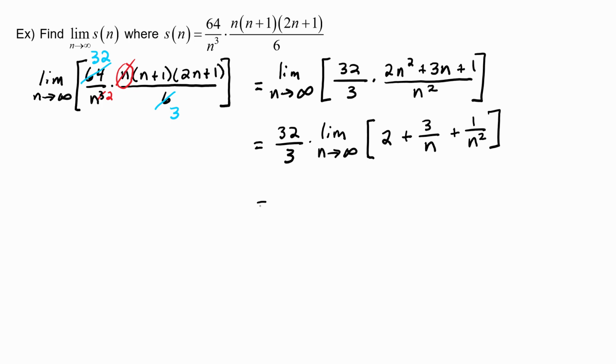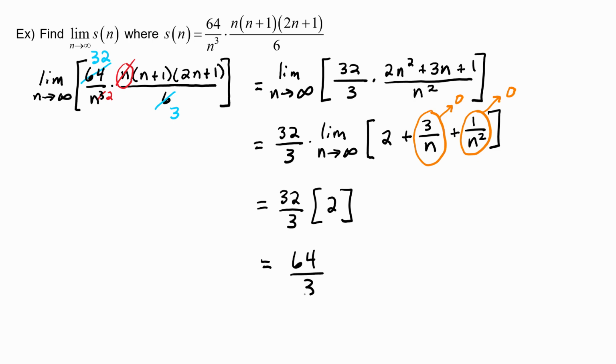Let's bring down our equal sign and the 32 over 3, and now we can let n go to infinity. We know that 3 over n, if n is going to infinity, is going to go to 0, and 1 over n squared is also going to go to 0 as n goes to infinity. So the only thing left from inside the brackets is the 2. And now we can simplify this. Remember, the 2 only multiplies the numerator, so we have 64 over 3, and this is our final result.